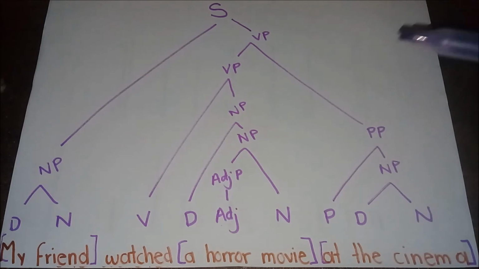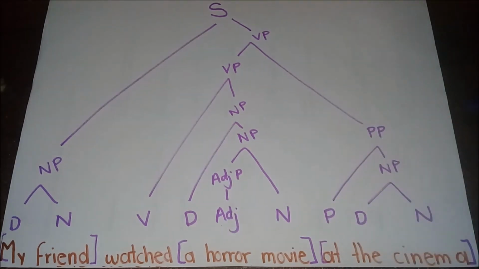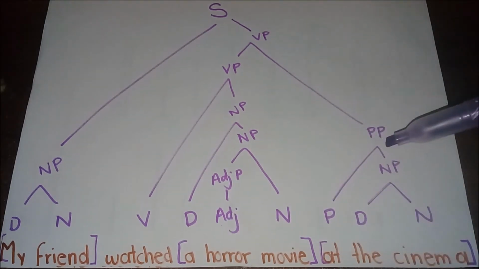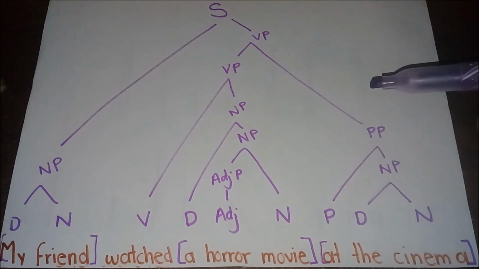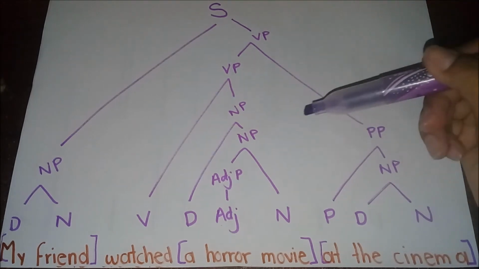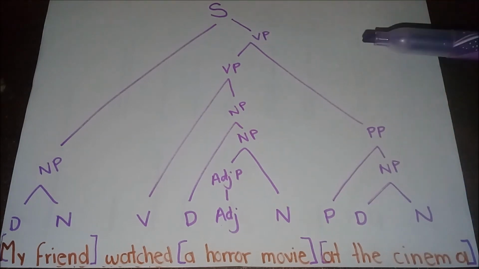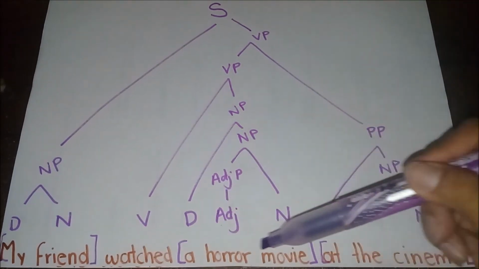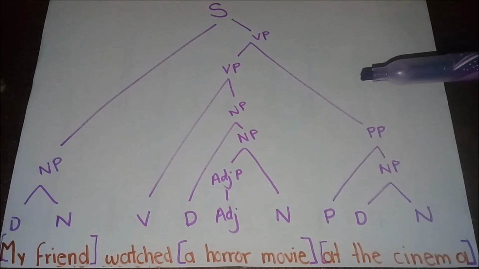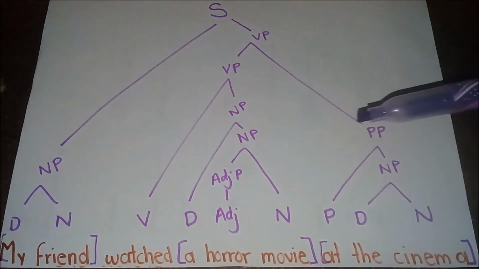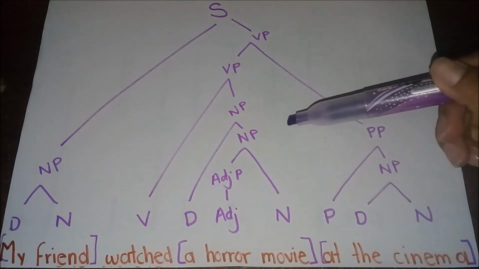And as I told you before, a horror movie and at the cinema are two different constituents, and now we can see that they are not unified by a common node. I mean, there is this common node for watch a horror movie at the cinema, but there's not one for a horror movie at the cinema only.